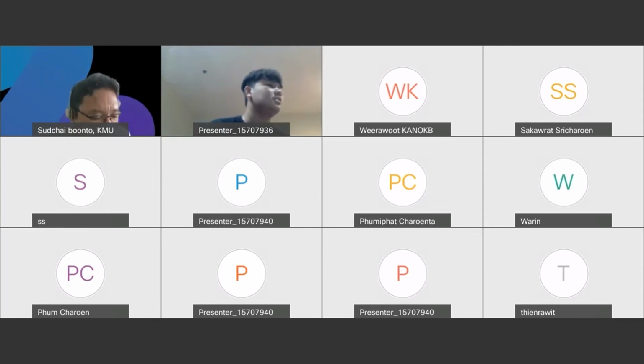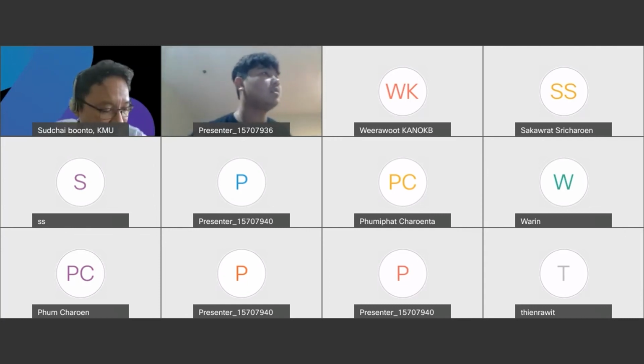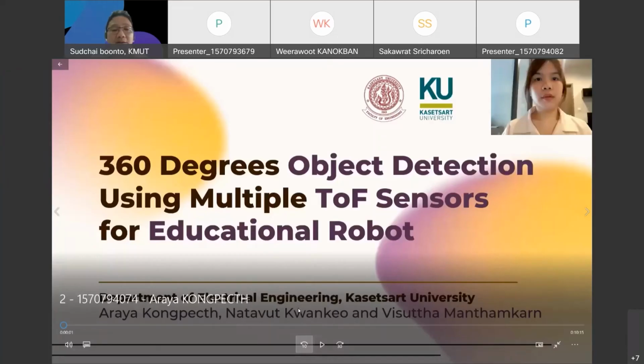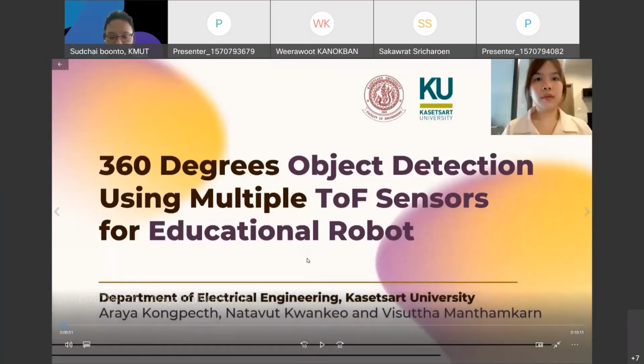Okay. Yeah. Thank you for the presentation. Maybe we go to the next presentation. The next one is 360 degrees object detection using multiple TOF sensors for educational robot.